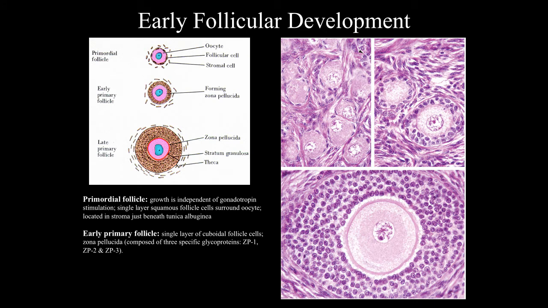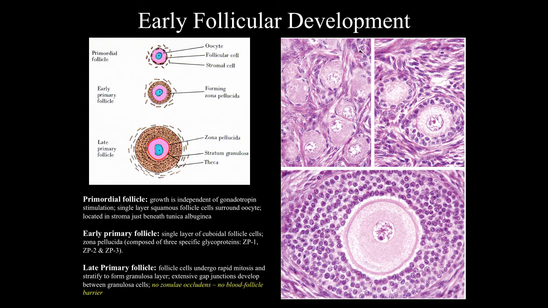There are early primary follicles which have a single layer of cuboidal follicular cells. Note the single layer of cuboidal cells around these early primary follicles, and you begin to see the formation of a zona pellucida. The zona pellucida is composed of 3 specific glycoproteins. We'll talk about these a little bit later, but there's ZP1, ZP2, and ZP3. And then late primary follicles, the follicular cells undergo rapid mitosis and they stratify to form a layer of granulosa cells. And you can see this layer of granulosa cells around this later stage, late primary follicle. You can clearly see the zona pellucida like so.